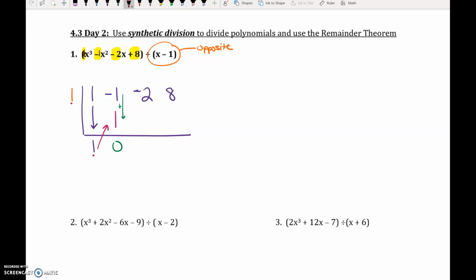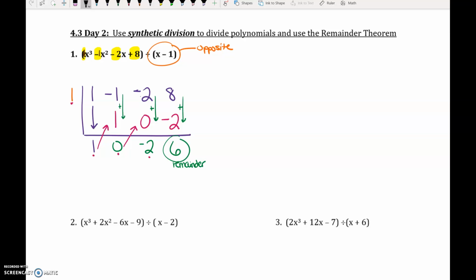That's the first cycle. It's already done. Now we do 1 times 0 to get 0. Then we add to get negative 2. Multiply. 1 times negative 2 is negative 2. Add. 8 and negative 2 is 6. The last number is always your remainder. We're done with the division.